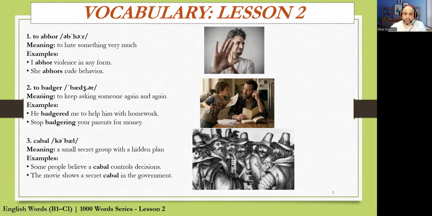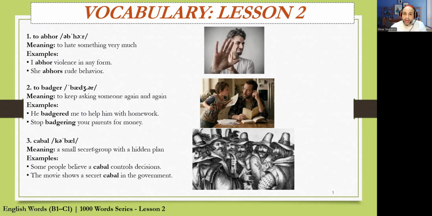Okay, number 2, to badger. It means to keep asking someone again and again. By the way, there is an animal called badger. You can look it up. You can check it on the internet, the picture of it. But as a verb, it means keep asking again and again. He badgered me to help him with homework. He kept asking me. Stop badgering your parents for money. Stop asking them again and again.